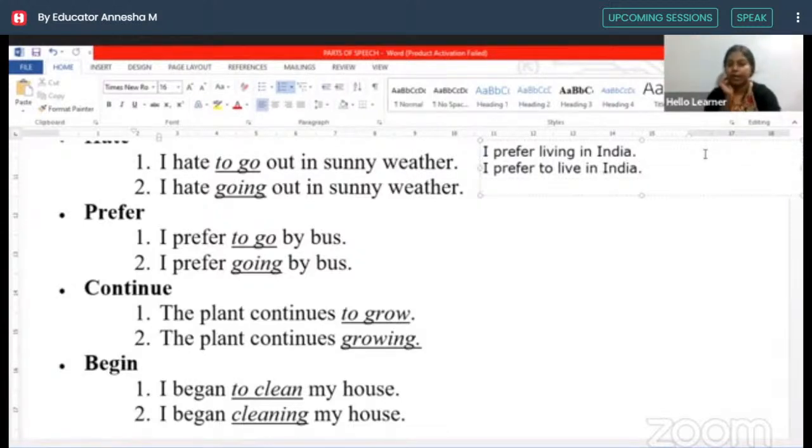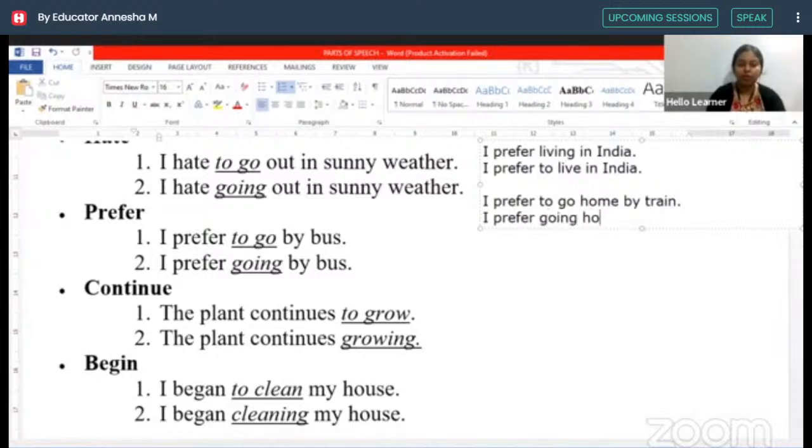Next. Ma'am, I prefer to go home by train. By train. Very good, Abhay. How will you say this in another way, Abhay? I prefer to go by train. No. In one we are saying to go. Yes, ma'am. I prefer to going home by train. To will not come. I prefer going home. Going home by train. Absolutely correct. Very good, Abhay. I prefer going home by train.